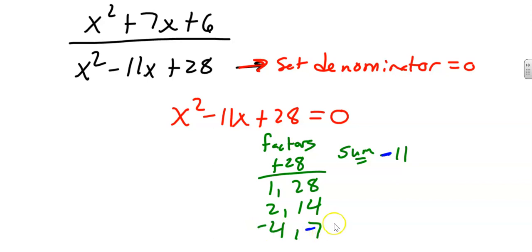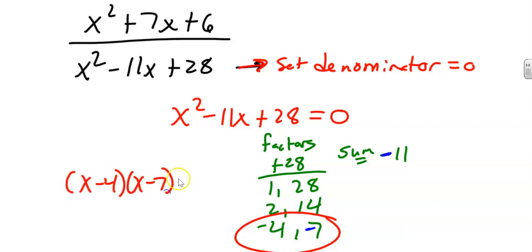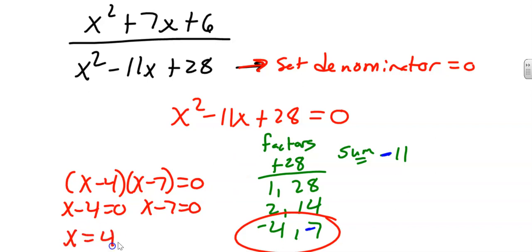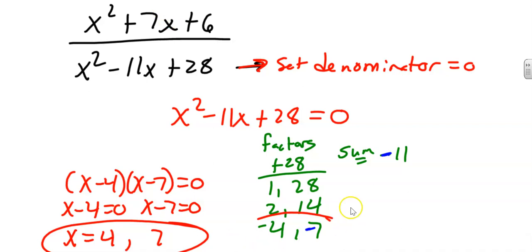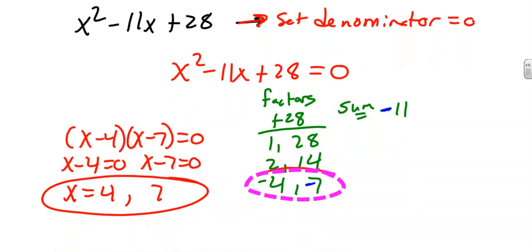Okay, so when you factor that one, it's x minus 4, x minus 7 equal to 0, and then solving each one of those, you get x equals 4, and you get x equals 7. So again, excluded values is just taking your denominator, setting it equal to 0, factoring it, and then doing a tiny bit of solving to get the numbers you're looking for there.